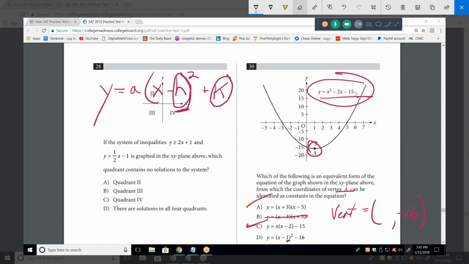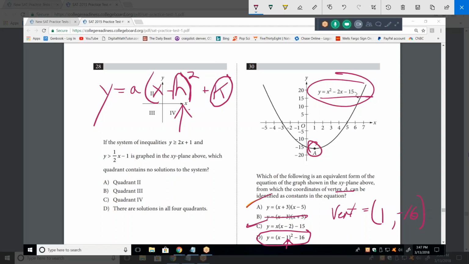Look at this format up here on the upper left. That is the standard format: some constant times x minus another constant squared plus a third constant. Well, that one is the only one that's in that format right there. And h has to be 1. There's h right there, and there's h right there. It's x minus h, so h is positive 1.